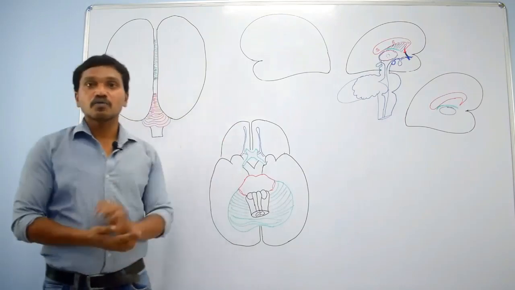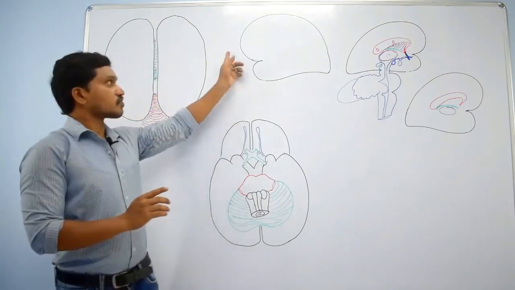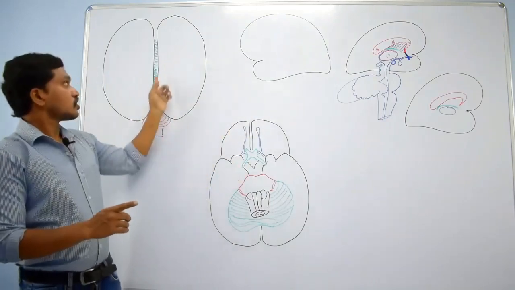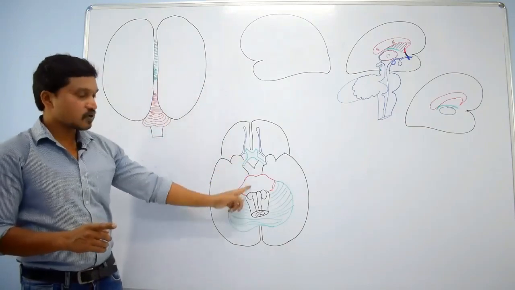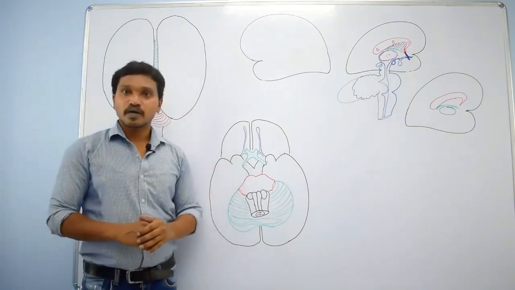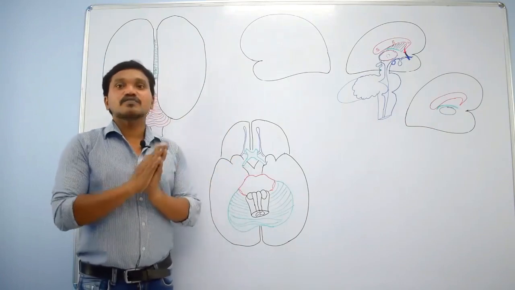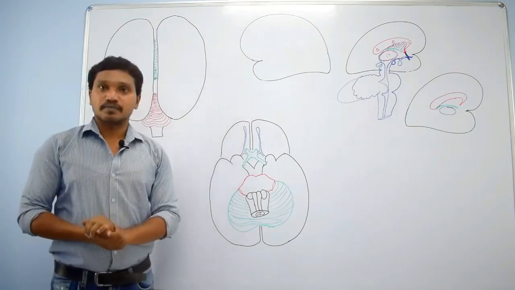Right? So now we know the poles: frontal pole, occipital pole, temporal pole. What are the borders? Superior medial border, inferior lateral border, inferior medial border. Then what are the different sulci and gyri present in the cerebrum?